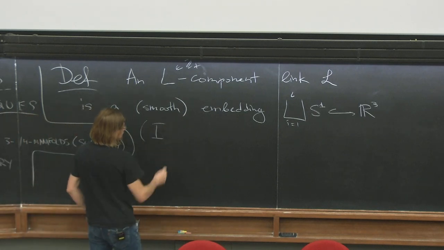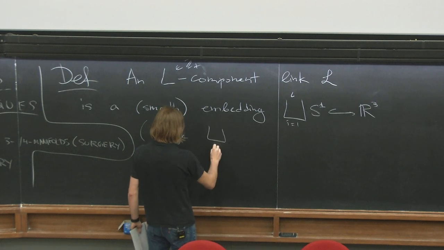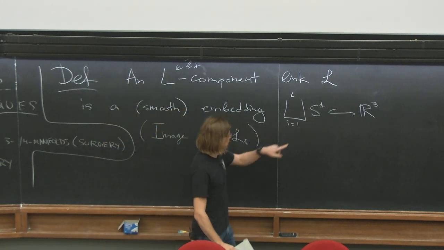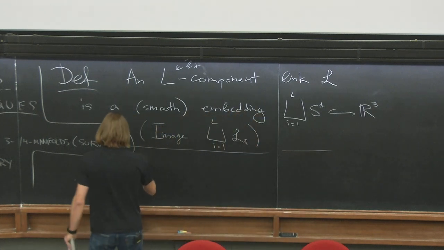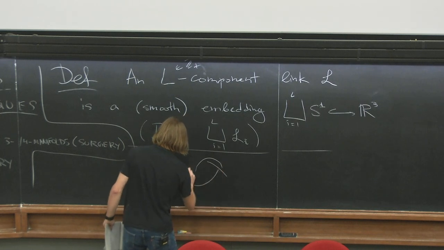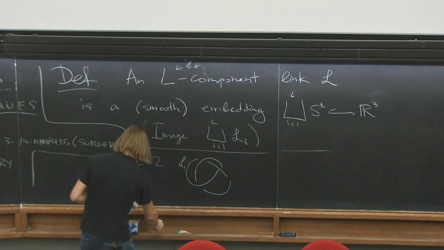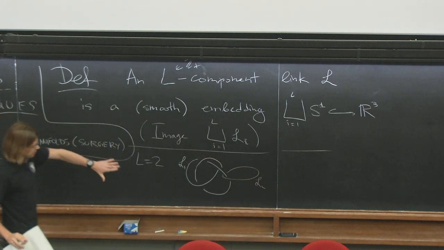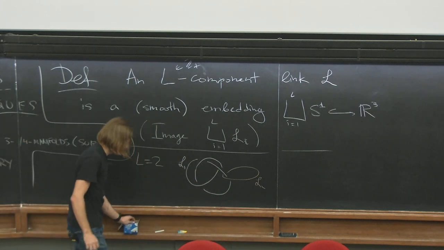And so we have the following embedding, usually denoted by the letter L, and the components of the image I will denote by L with subindex i. So Li is the image of the i-th copy of S1. Let me give you a simple example. This will be a two-component link, which will look something like this. The image of component one is some circle embedded in R3, and there will be a second component, which looks something like this, L2. There are two circles embedded in R3, which of course I visualize on a two-dimensional plane, but this should be naturally understood as a three-dimensional configuration.